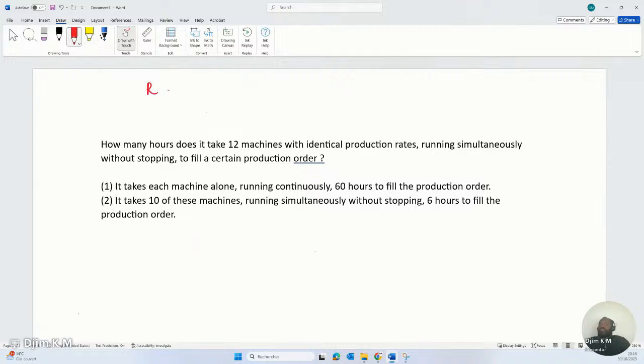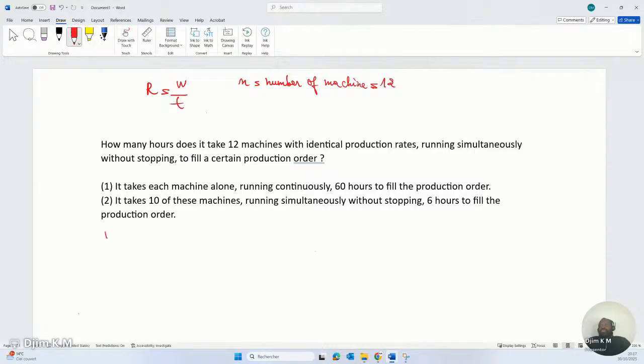We know that rate is equal to work over time. So here we have n, the number of machines, which is equal to 12. And we know that these machines have identical production rates and they are running simultaneously.